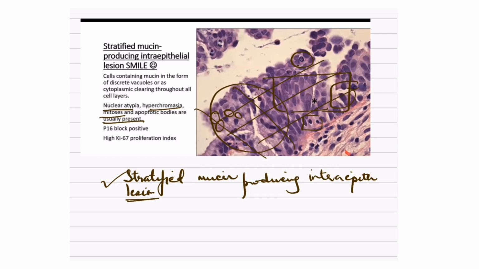And yes, if you see atypia, hyperchromasia, apoptotic bodies, you mention that, because it will be a different entity than adenocarcinoma in situ or adenocarcinoma or even endocervical polyp. So this is how we have finished the chapter of benign and pre-malignant lesions of cervix.